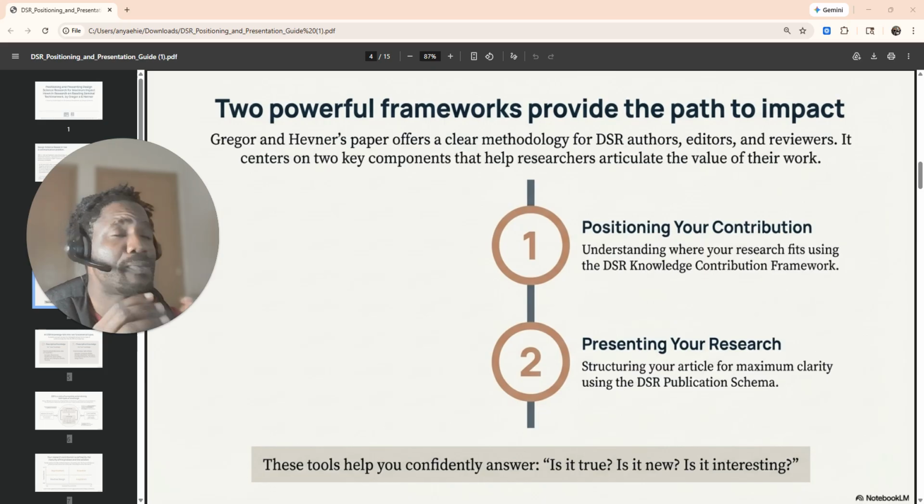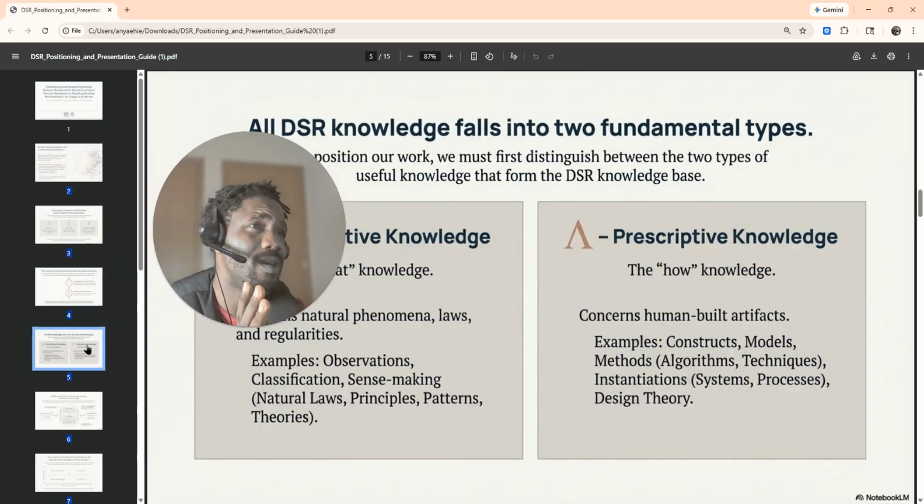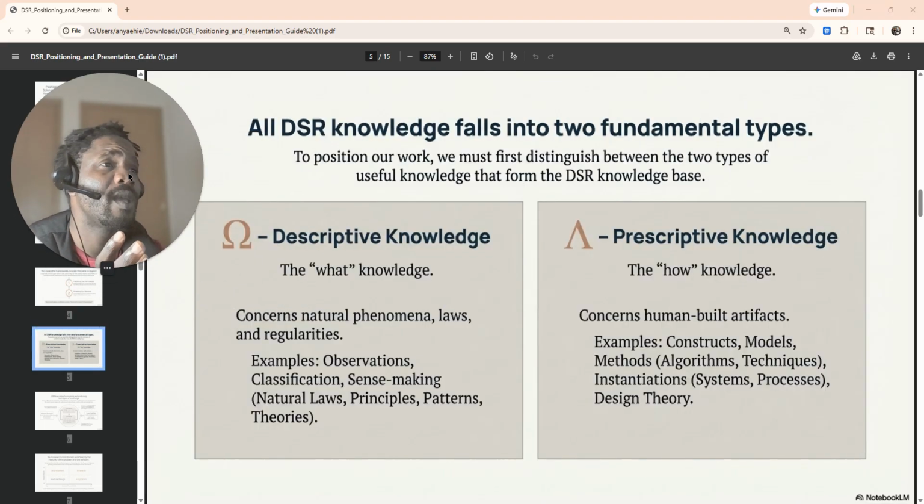And number two is presenting your research. Once I have this contribution, how do I present my research? That is very important. So this paper actually offers guidelines on how to position your contribution and how to present your research. If you don't understand this yet, in the subsequent slides, I'm going to explain it.